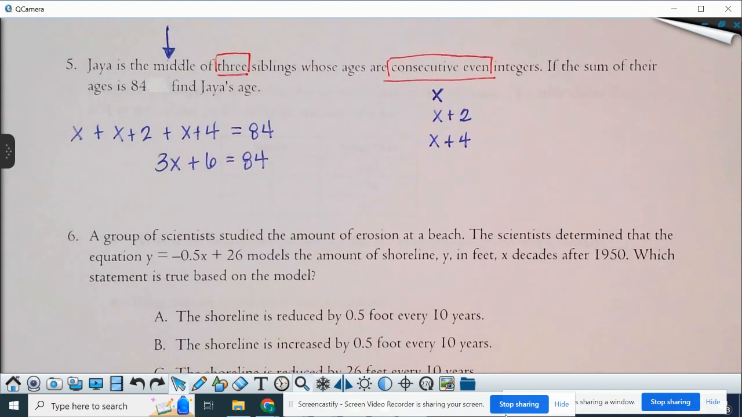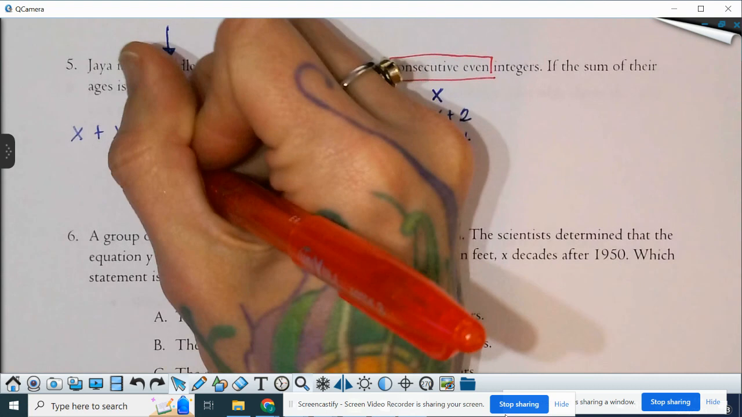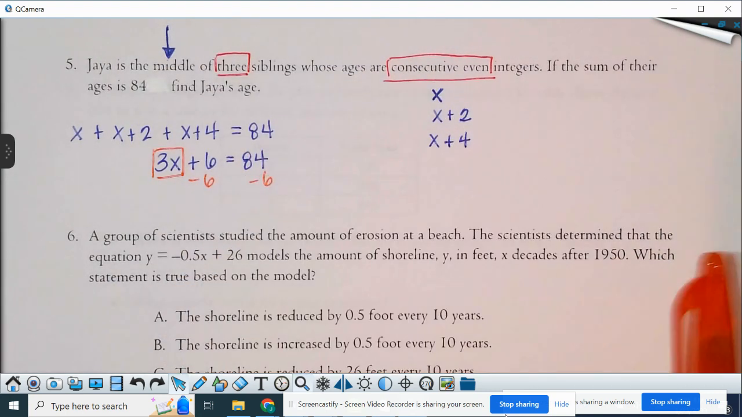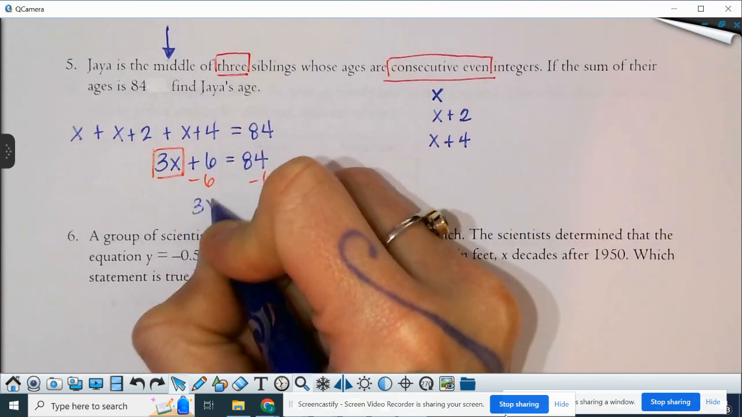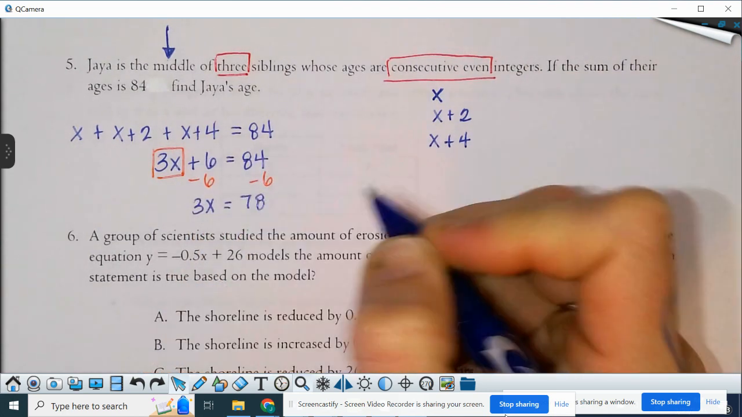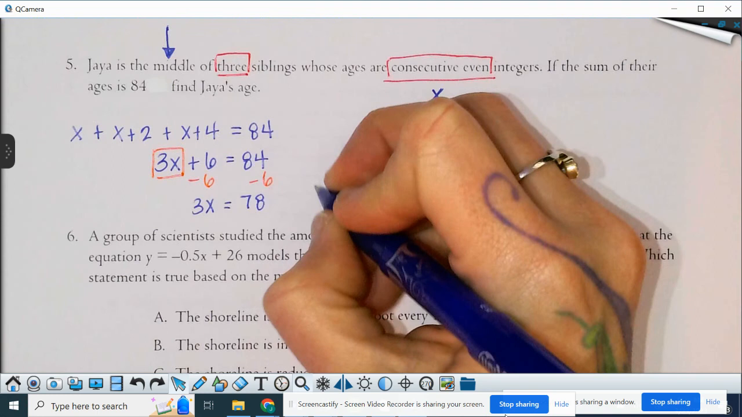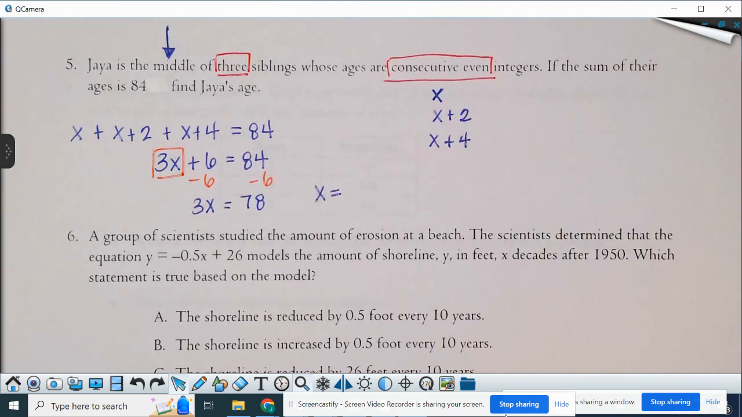We want to solve for x, so what are we going to move first? Yes, subtract 6. You knew what I was going to ask. Perfect. So we have 3x equals 78. Now what operation are you going to do? Yeah, we're going to divide by 3. Perfect. And so what's our answer? Does anybody know? Good. 26.